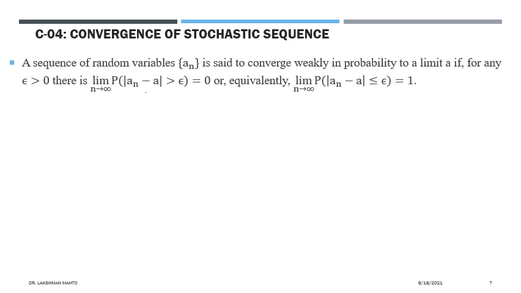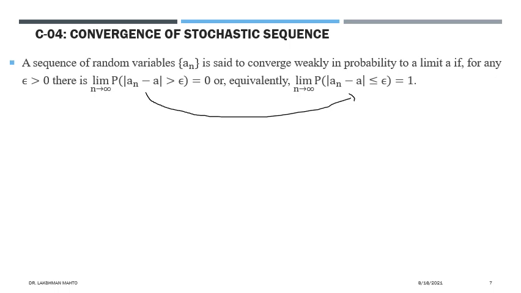The same thing you can say in an alternative way: the probability that a_n is within the epsilon ball of a is equal to 1. That is the meaning of convergence in probability: within the epsilon ball of a with probability 1 in the long run, when n tends to infinity. We can't leave out the probability term here.